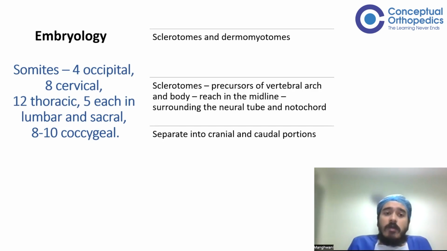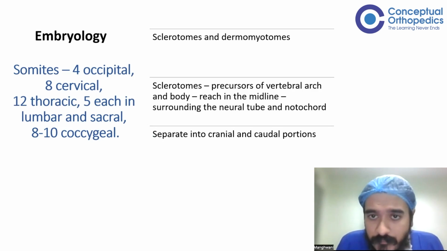So when we talk about embryology, all these vertebrae are made out of somites. How many somites are there? This is very much important. Four somites in the occipital, eight in the cervical, 12 in the thoracic, five in the lumbar and sacral, and there are 8 to 10 coccygeal somites. So this in total forms all the vertebrae.